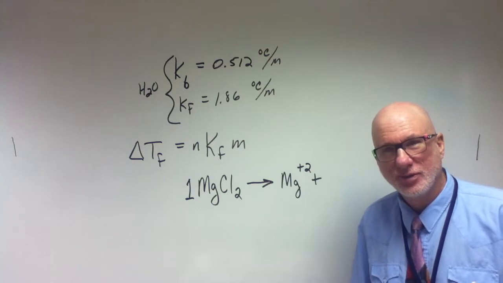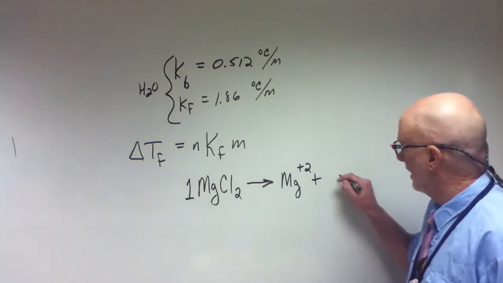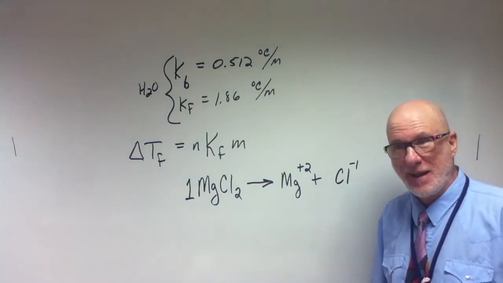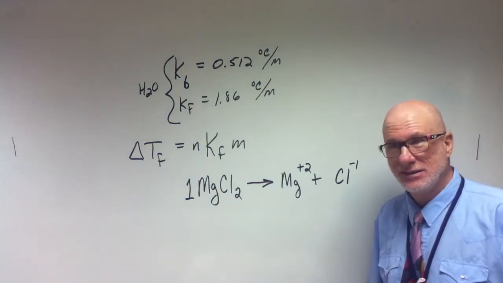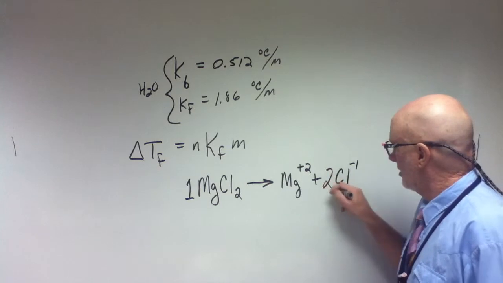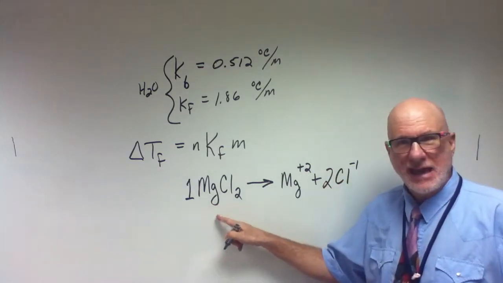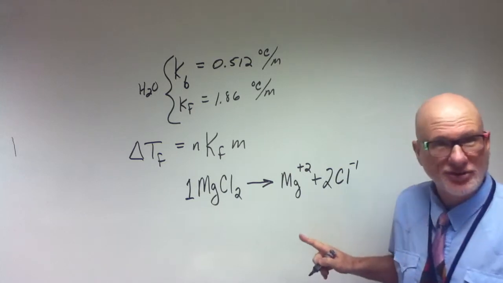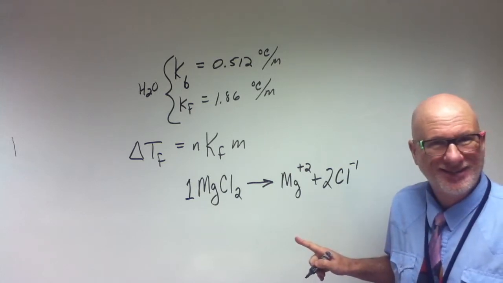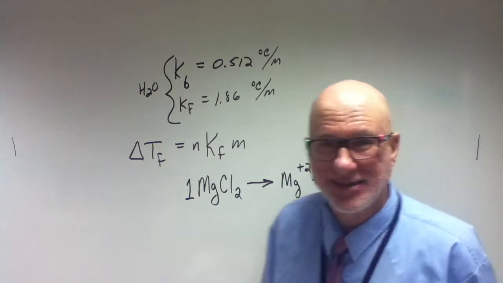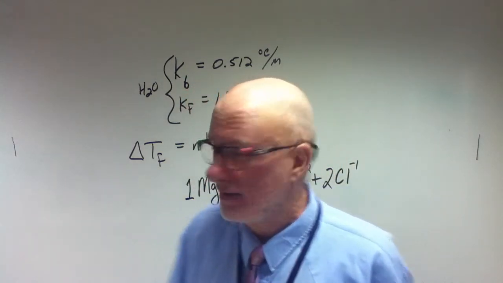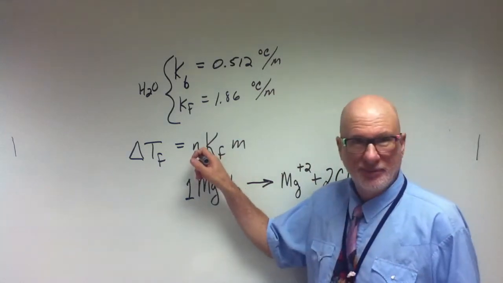Okay, so what else is it? Cl minus 1, right? Is that balanced? You got to balance it, right? So I have 1 mole of this. How many moles of ions am I going to have? 3 moles of ions. So it's going to have 3 times the effect, right? So that N is 3.